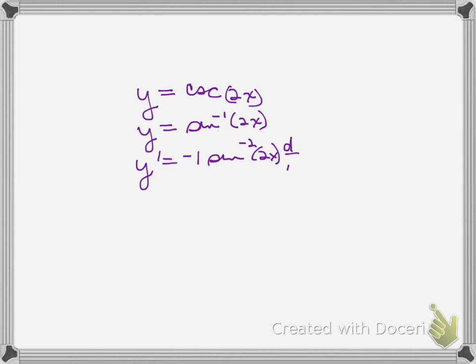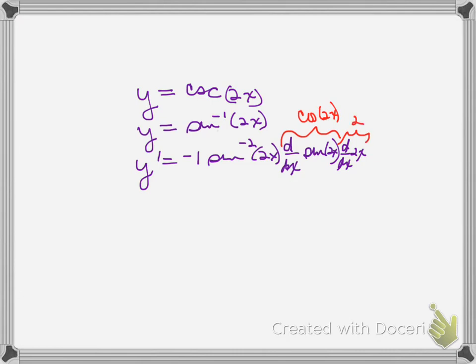Now take the derivative with respect to x of sine 2x, and then take the derivative with respect to x of 2x. Okay, when we do that, we have the following. This derivative right here is going to end up being cosine 2x, and this derivative right here will be 2.